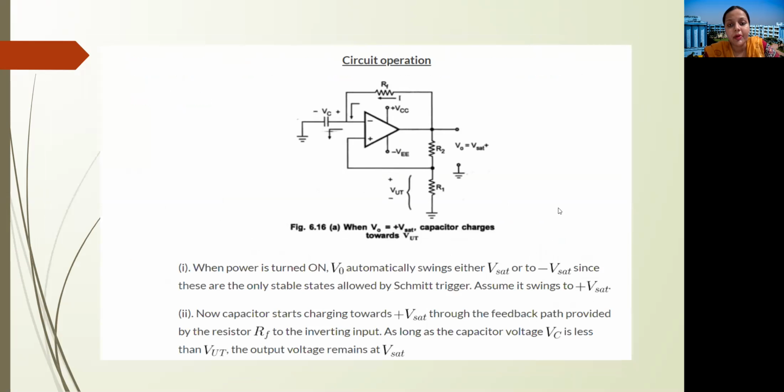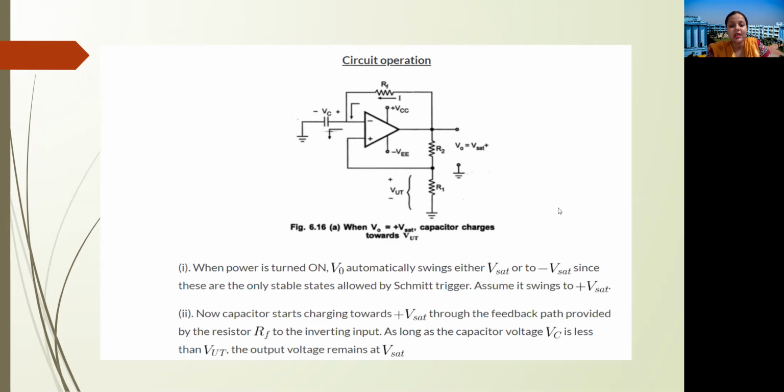Now the circuit operation. When the power is turned on, V0 automatically swings to either positive or negative Vsat, since these are the only stable states allowed by the Schmitt trigger. Why is it known as a Schmitt trigger? Since it's using a positive potential divider, it's similar to a Schmitt trigger circuit.